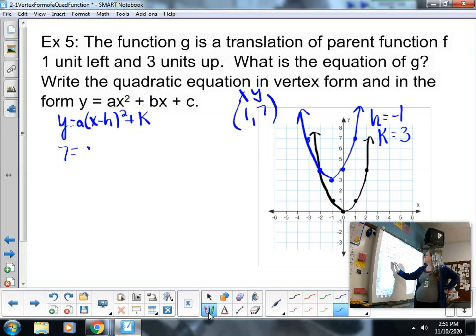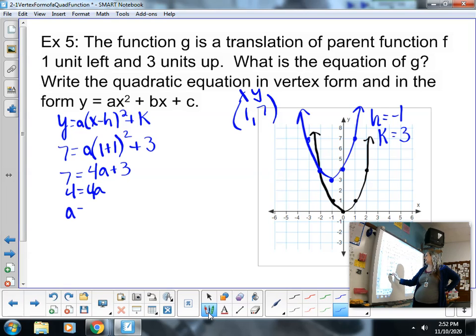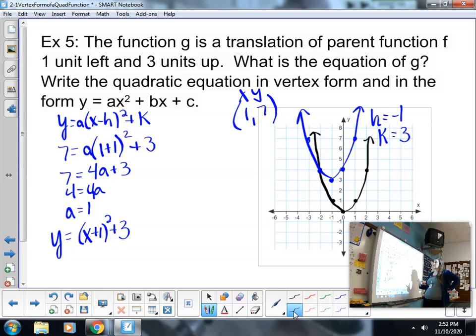So I have 7 equals a times 1 minus negative 1, so that'd be 1 plus 1 squared, and then plus 3. So 1 plus 1 is 2, squared is 4. So 7 equals 4a plus 3. 4 is 4a. That means a is 1. Our Vertex form is going to be x plus 1 squared plus 3. Because a is 1, I don't actually have to put that 1 on the outside, and that's actually going to make standard form a lot easier to complete.